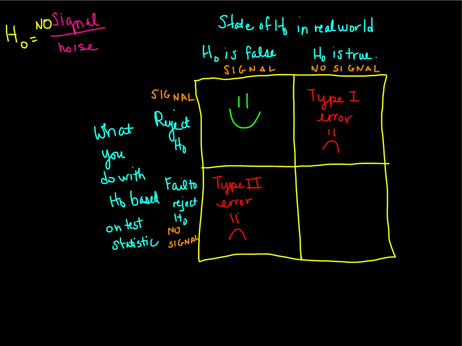And the final option is that there's no signal in the real world or in the population, and we conclude in our study our test statistic is too small to reject the null hypothesis. Therefore, we're saying that there is no signal or such a small signal as to be considered negligible.